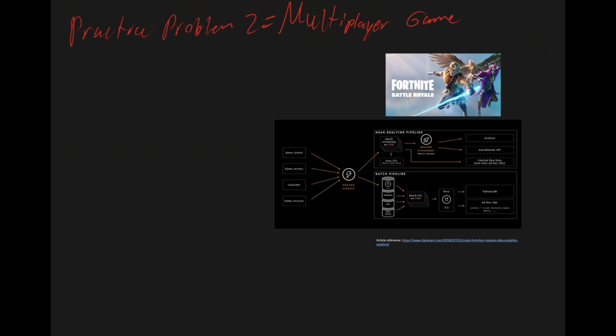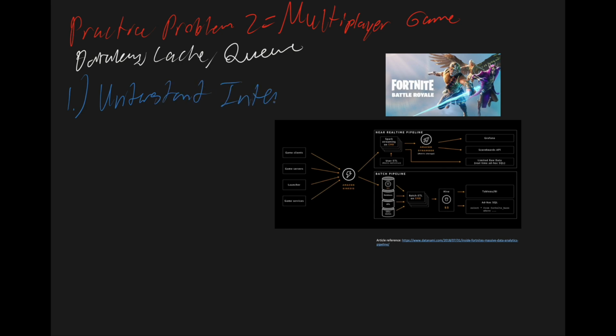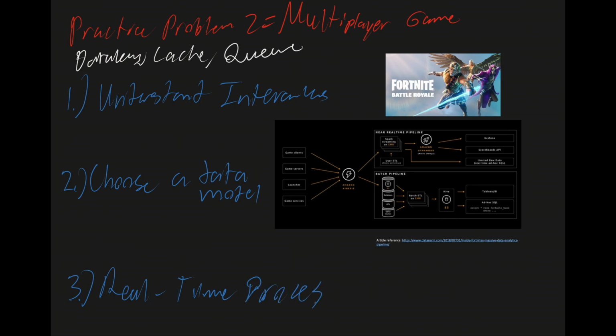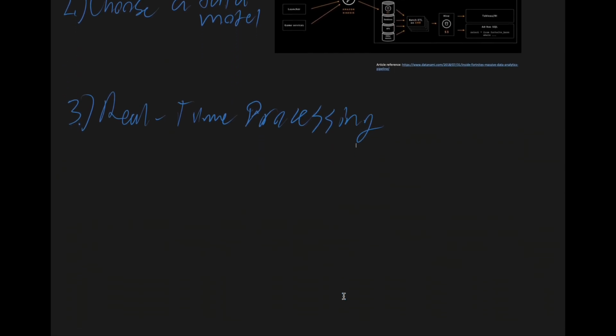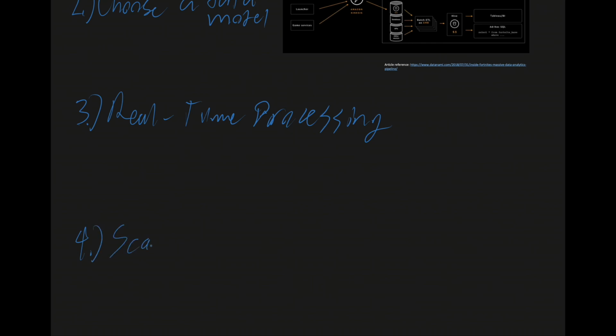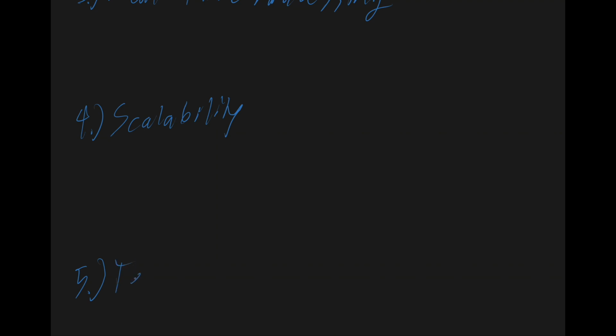So every single data system is going to require us to have a database, cache and queue, keeping information all set up in real time. And the way that we're going to build and scale our data system is the following. One, we need to understand interactions. Two, choose a data model. The third part being real-time processing. Fourth being scalability. And the fifth part being testing and iteration.